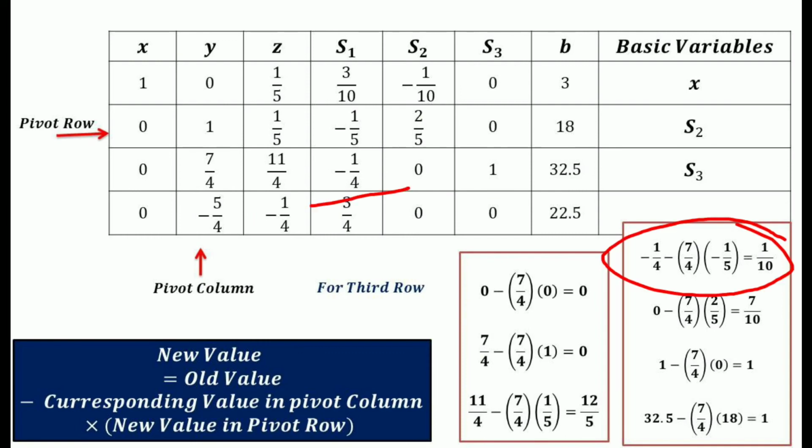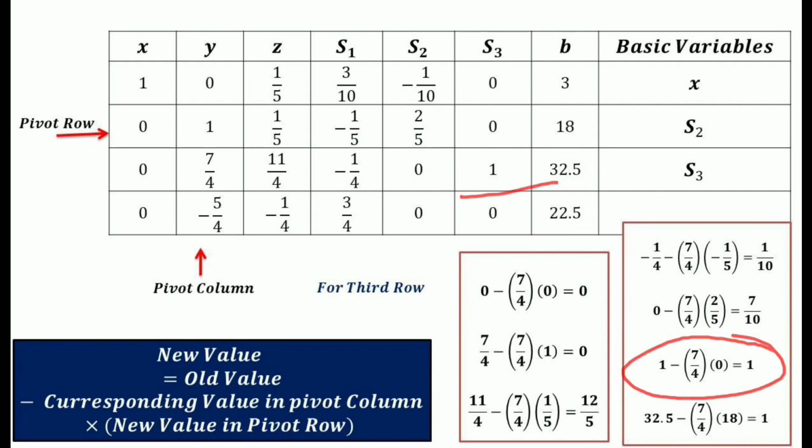Then the fourth element, that is minus 1 upon 4 minus 7 upon 4 into minus 1 upon 5, which is equal to 1 upon 10. The fifth element, that is 0 minus 7 upon 4 into 2 upon 5, which is equal to 7 upon 10. Then the sixth element, that is minus 1 minus 7 upon 4 into 0, which is equal to 1. Then the last element, that is 32.5 minus 7 upon 4 into 18, which is equal to 1.